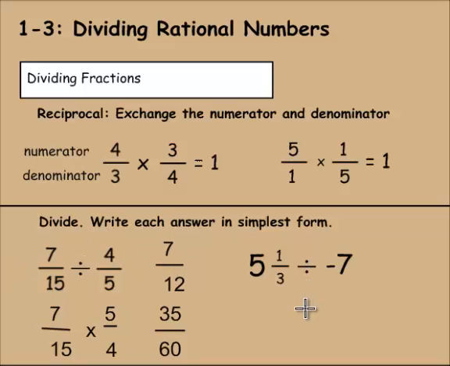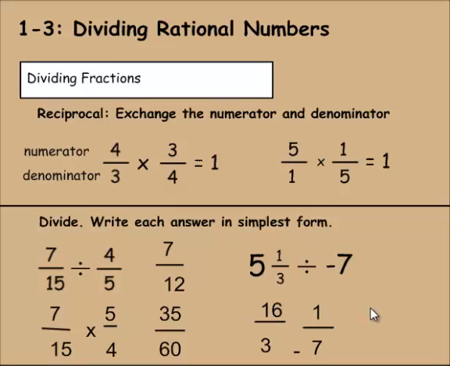Now we have 5 1/3 divided by -7. Just like we did last time, whenever we have a whole number with a fraction, we need to turn this into a fraction. So we have 5 times 3, which would be 15, plus 1 would be 16, so 16 over 3. And then this would be divided by -7. Remember, when we divide with fractions, we can multiply times the reciprocal: 1 over 7, or -1 over 7. So we'll put the negative over here by the 7.